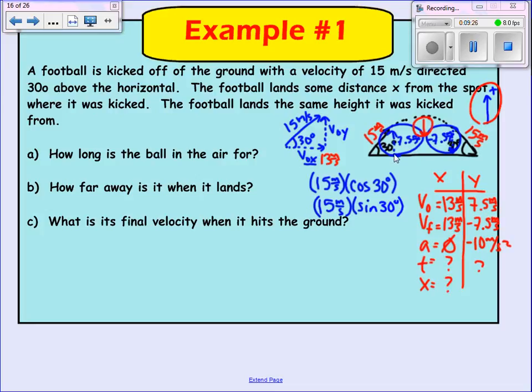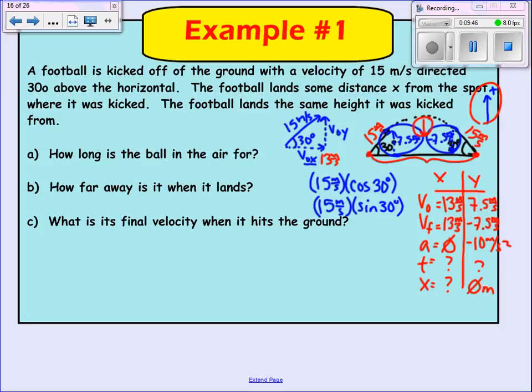I do not know how far in the x direction the object goes, but I do know what the displacement in the y is. Since it started and ended at the same height, my displacement in the y is actually 0, because it is at the same height that it started with. Now that we know all that information, let's go ahead and solve our questions.